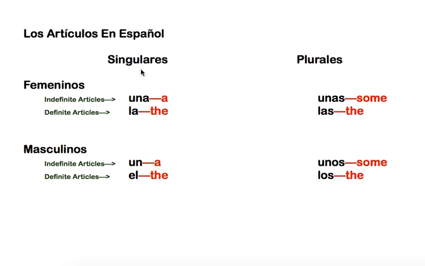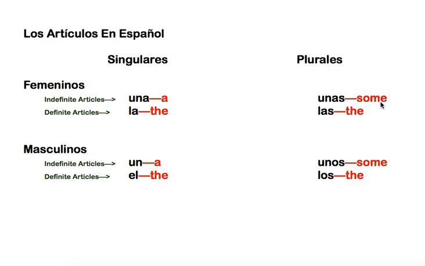Una is singular, feminine, indefinite. It means a in English. Una is the word for a feminine singular object, and it is indefinite. Una mesa, a table. Unas means some. It's plural, feminine, and indefinite. Unas mesas, some tables.